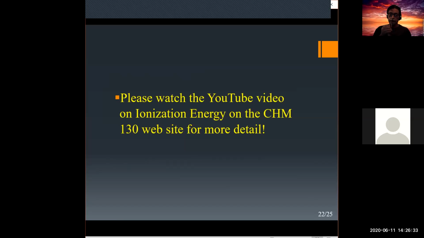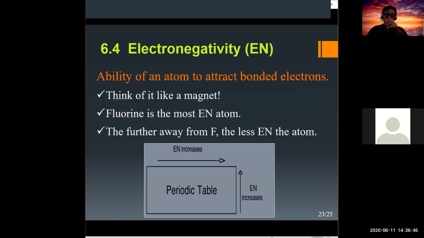Okay, also on the course website, there'll be other videos concerning ionization energy. So feel free to jump in there and take a look at them. Okay, which brings us to the second property we're going to talk about. Okay, this is EN, electronegativity.